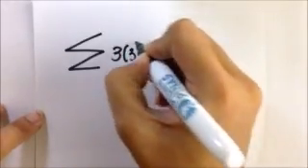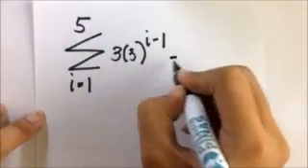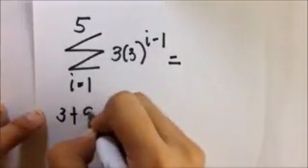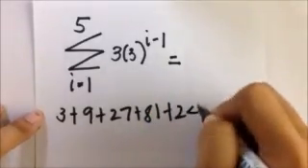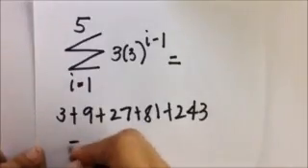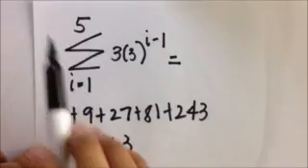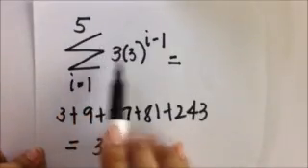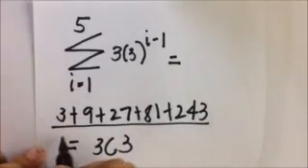Our given summation in a geometric series is the summation of 3 times 3 raised to i minus 1 taken from 1 to 5 is equal to 3 plus 9 plus 27 plus 81 plus 243 is equal to 363. I just substituted numbers 1 to 5 in our index of summation. And the terms, I just added and got this.